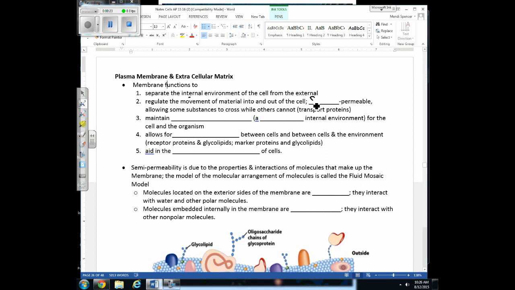It's a semi-permeable, or we could also say selectively permeable membrane. Some substances can cross it and others cannot. It helps the cell maintain homeostasis, and that is a constant internal environment. And as a result, it also helps maintain the homeostasis of the entire organism, and it allows for communication.